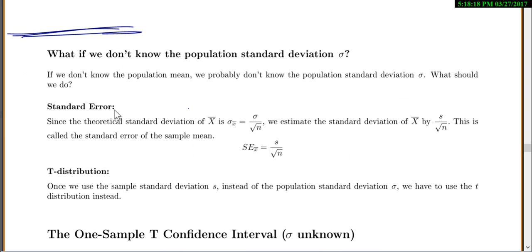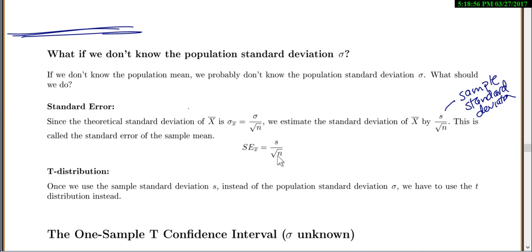So we have what's called our standard error. Since our theoretical standard deviation of x bar is sigma x bar equals sigma over square root of n, we can estimate the standard deviation of x bar by s over square root of n, where s is our sample standard deviation. So we can use our sample standard deviation to estimate everything. And instead of calling it the standard deviation of x bar, we'll call it the standard error. So the standard error of x bar is s over the square root of n.